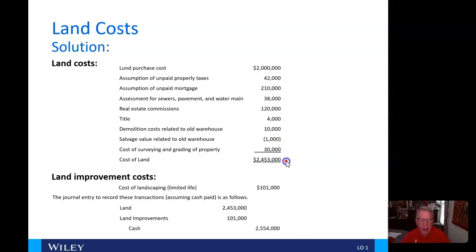So the total cost of land, $2,453,000. Now, land improvement costs, here's our cost of landscaping here at $101,000 with a limited life. And then the journal entry to record these transactions is going to be as follows. We'll have land, $2,453,000, land improvements, $101,000, and our cash used to pay for that at $2,554,000.